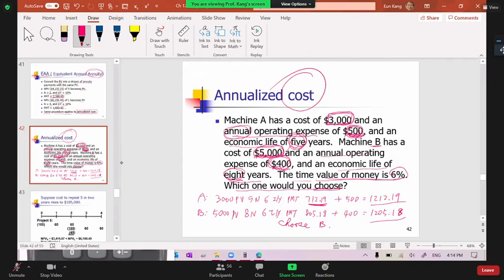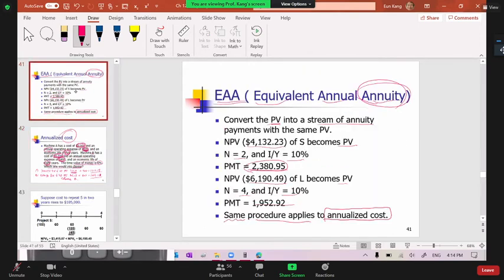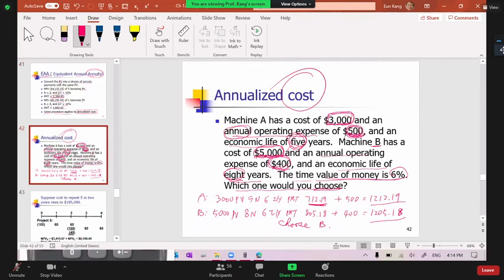Annualized cost, or equivalent annual annuity, assumes that everything stays the same, right? Same cost, same cash flow, but that's not actually real life. Two years from today, the investment may cost more. Cash inflow can be higher. Who knows, right? So it's pretty rare that every number stays the same. So that's the problem of this EAA or annualized cost.